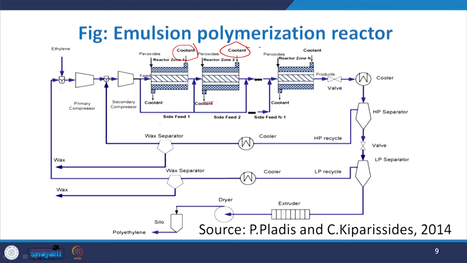So, these are the three zones. I am not going to detail these zones, but this is a typical polymerization process reactor. Here you may have several coolers. This may tend to reduce the temperature, then high pressure separators, and then you have certain wax separators, etc. So, these are certain side products and byproducts.